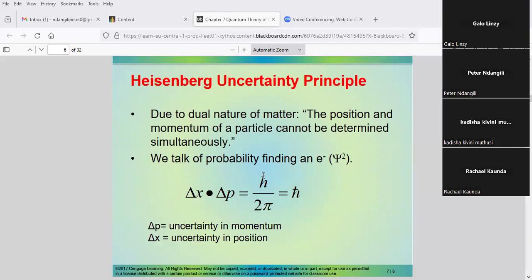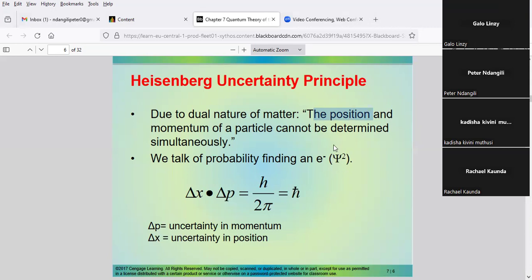The Heisenberg uncertainty principle is borrowing from the dual nature of matter. And what does it say? That it is impossible to determine both the momentum and position of a particle simultaneously. In other words, the position and momentum of a particle cannot be determined simultaneously. Mathematically, we can use what we call the probability density, psi squared. This sign you see here is psi, and here we are writing psi squared. We want to think about the probability of finding an electron in a given region of space.